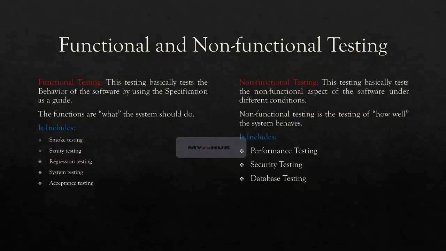Let me first explain about functional testing. This testing basically tests the behavior of the software by using the specification as a guide. The functions are what the system should do. We have to validate this in this testing type. It includes smoke testing, sanity testing, regression testing, system testing, acceptance testing, usability testing, and many more.